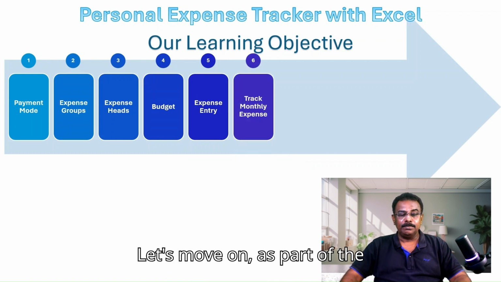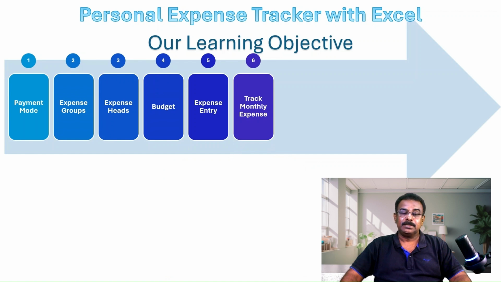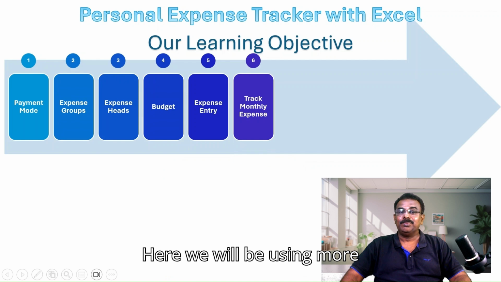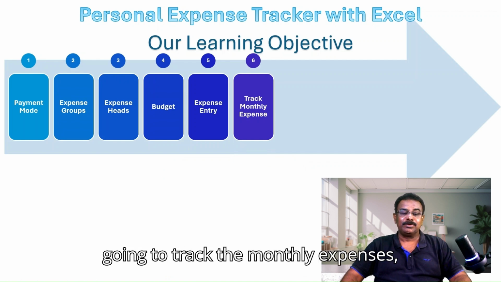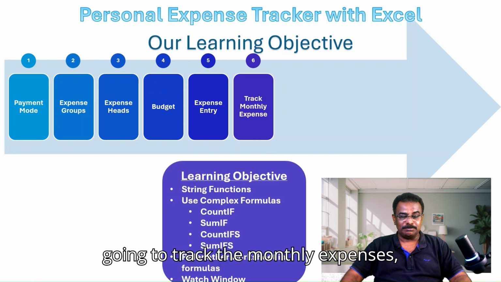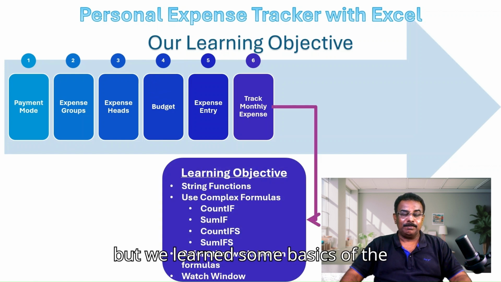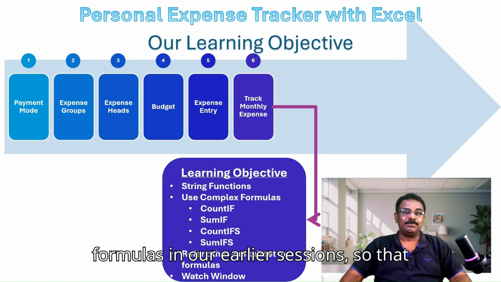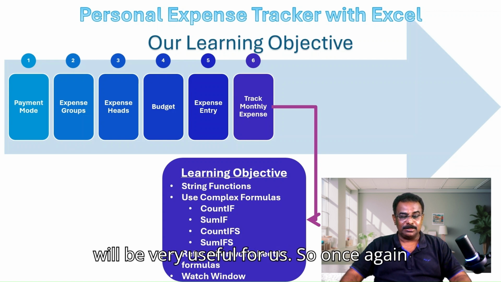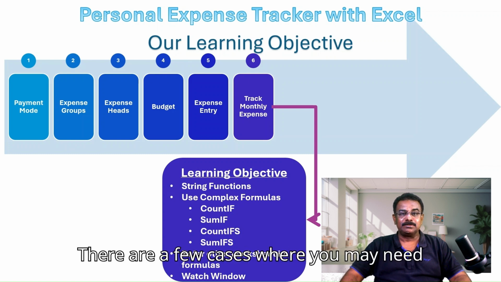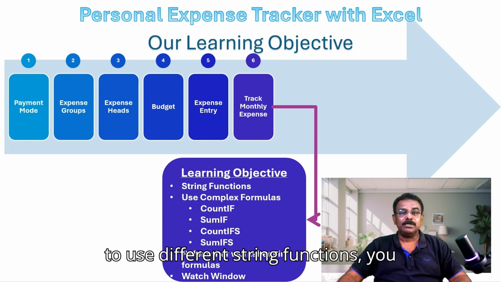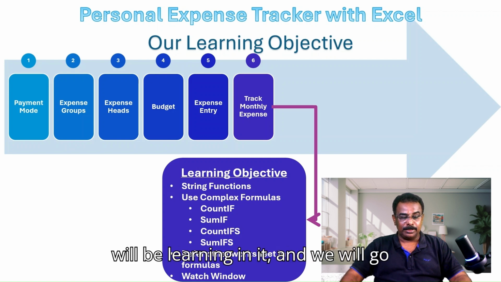Let's move on. As part of the sixth milestone, here we'll be using more formulas and other things. Because we are going to track the monthly expenses, and we learned some basics of formulas in our earlier sessions, that will be very useful for us. Once again, we'll be using the string functions. There are a few cases where you may need to use different string functions. You'll be learning it.